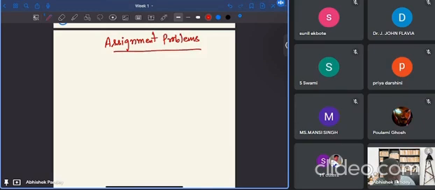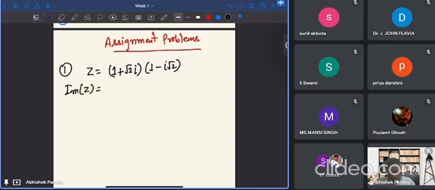Okay, so first thing is nothing, we just have to do the calculations only. So 1 plus 2i and 1 minus iota root 2, and we have to find what is the imaginary part of z. So again one has to solve this one.